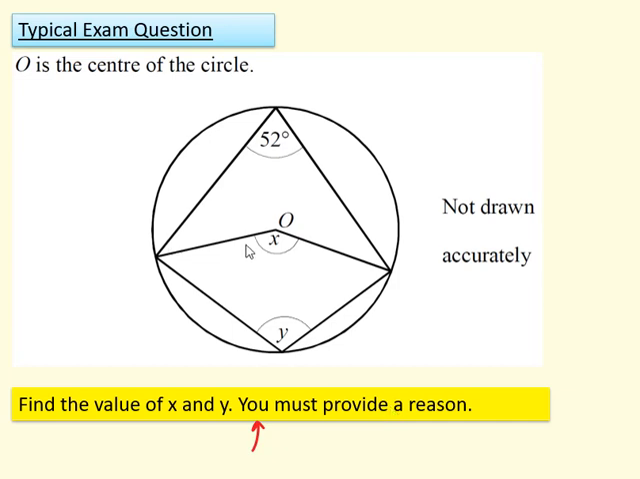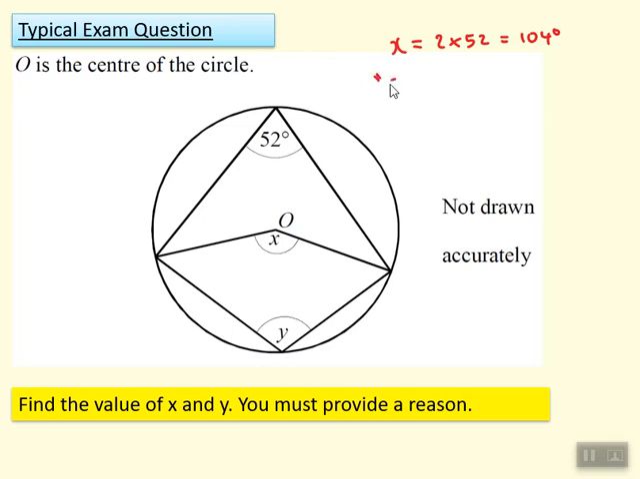What I want you to do is have a go at this question, but provide a reason at each stage of your working out. So pause the video and have a go now. Okay, so here's the working out. First of all, x would equal 2 times 52, which is 104 degrees. And the reason would be, and you'd literally just quote the theorems here.